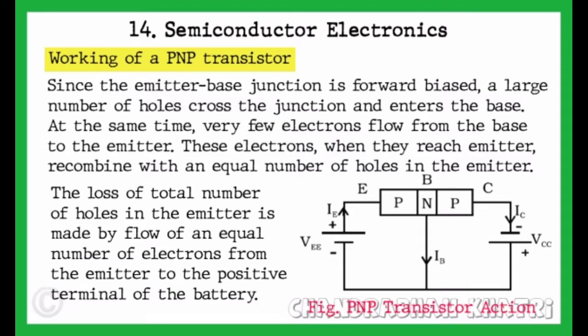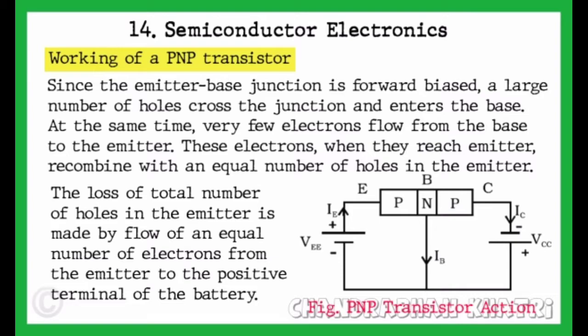Since the emitter base junction is forward biased, a large number of holes cross the junction and enter the base. At the same time, very few electrons flow from the base to the emitter. These electrons, when they reach the emitter, recombine with an equal number of holes in the emitter.